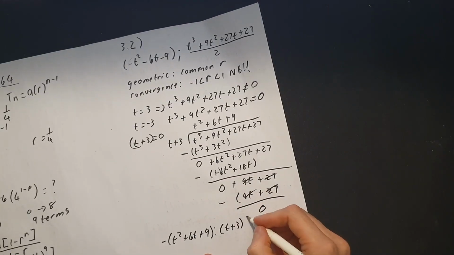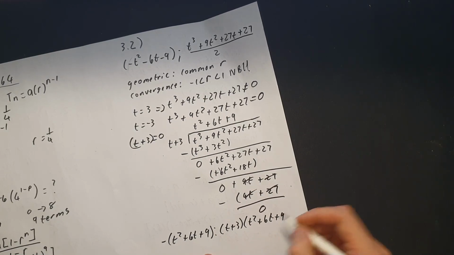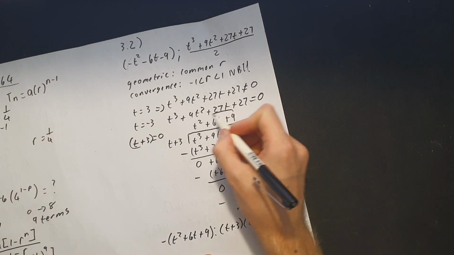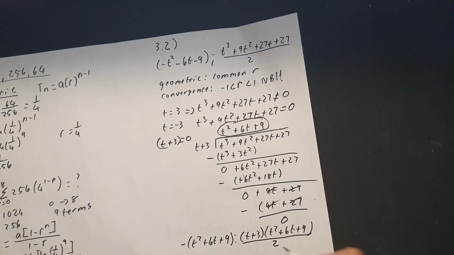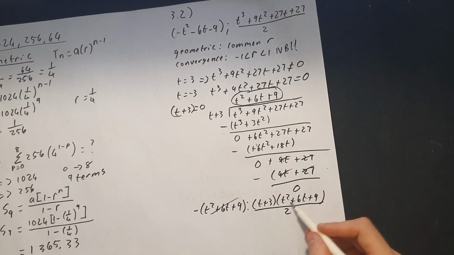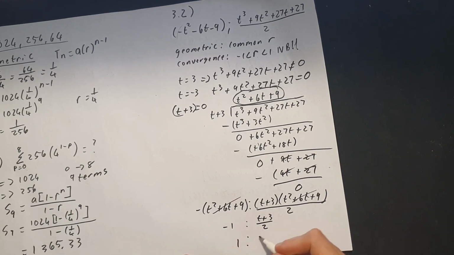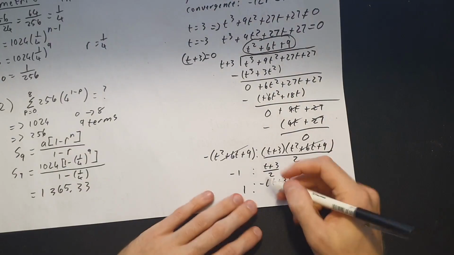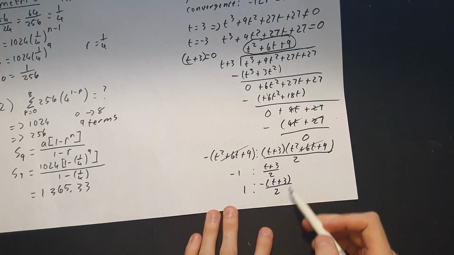Okay, and then this here is t squared plus 6t plus 9. Where did I get this from? That's from what was left over after the long division, and that's all divided by 2. Okay, so we should notice something here. That and that cancels out. So what are we left with? Negative 1 to ratio of t plus 3 over 2. So therefore it's a ratio of 1 to negative t plus 3 over 2. Okay, so that's my ratio. My ratio is negative t plus 3 over 2.